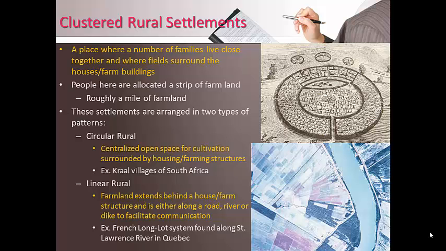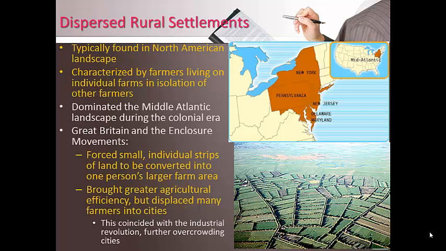Another pattern of rural settlement is linear rural, and this is when farmland extends behind a house almost in a straight line, along a road or river or some sort of area to facilitate communication. An example of this is the French long lot system, in the picture to the right here, and it's found along the St. Lawrence River in Quebec. You can see how the farmland extends in a straight line towards the river right there.